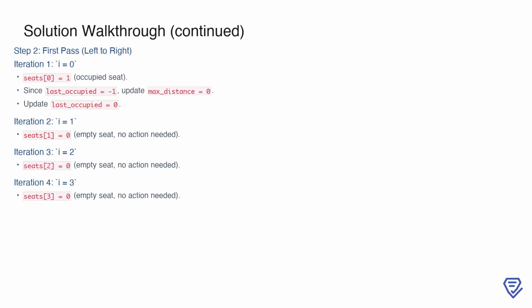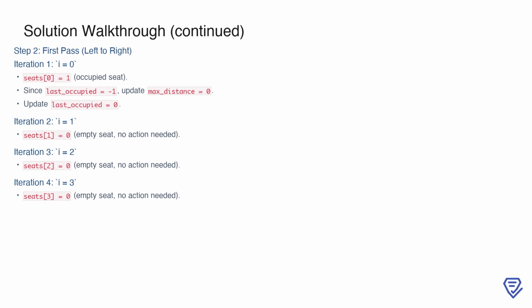As we begin the first pass through the array, we start with i equals 0. Here, the seat is occupied. Since last_occupied equals -1, it means this is the first occupied seat we've encountered. Therefore, we update max_distance equals 0 because the distance to the closest person for this seat is 0. We then update last_occupied to 0 to mark the position of this occupied seat.